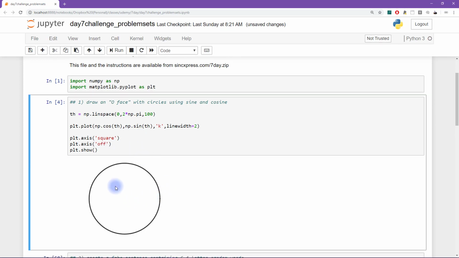All right. So now the idea for the eyes is essentially the same. We use the same formulation, except that the circle has to be smaller and it has to be offset.